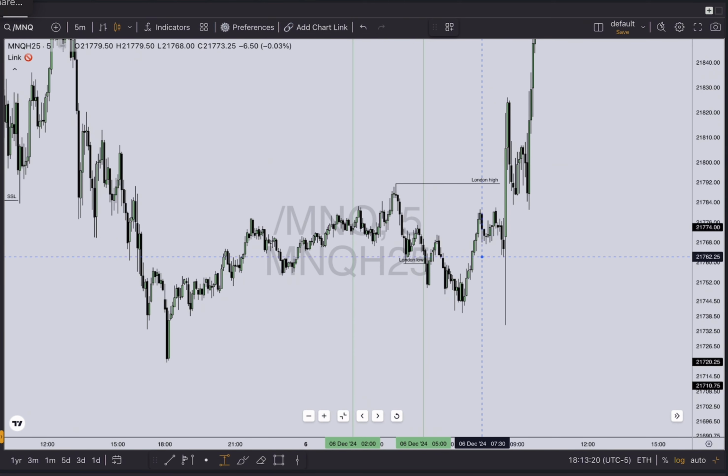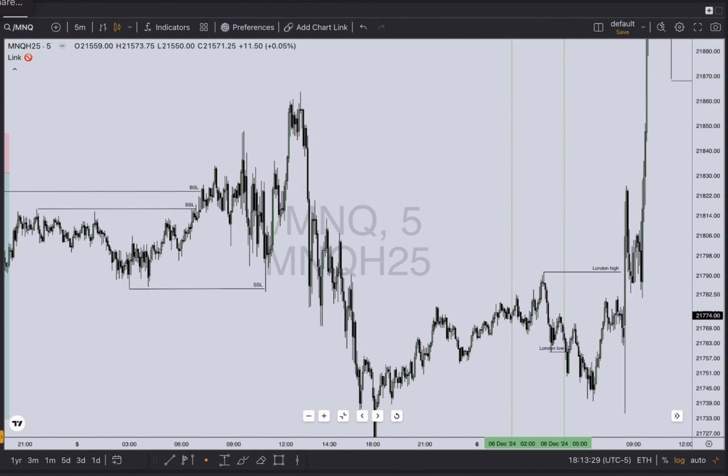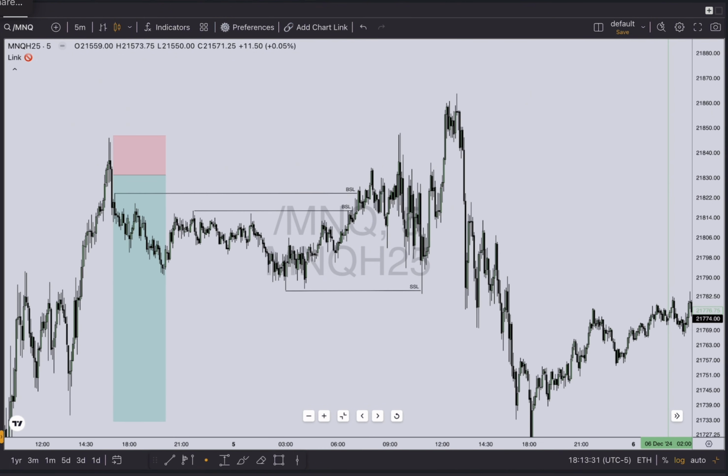If the London highs are taken first, we can try to target London lows. That's a very nice draw on liquidity. That's the second form of liquidity that we've been talking about. We've talked about equal highs and lows, daily highs and lows.